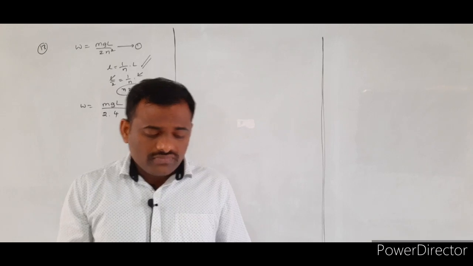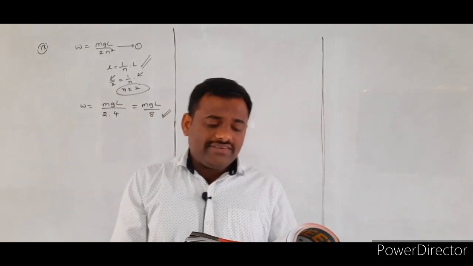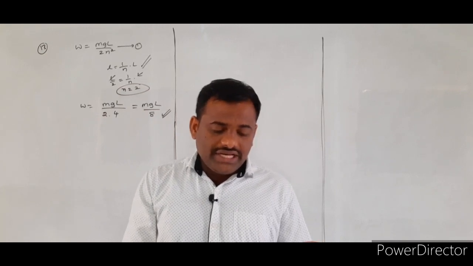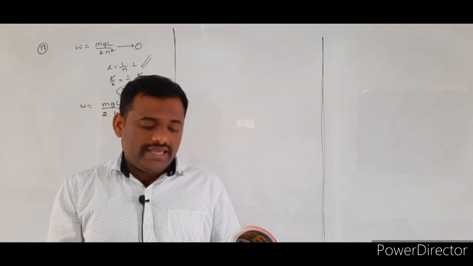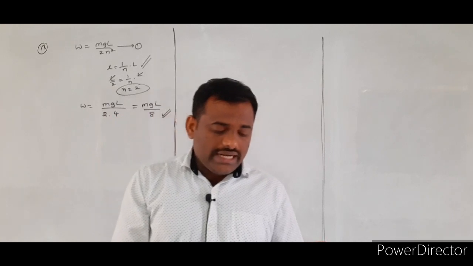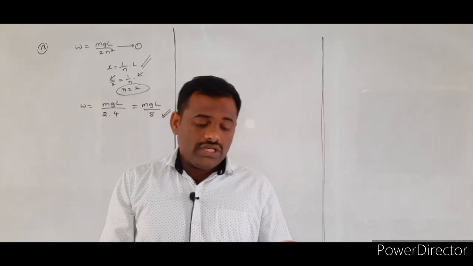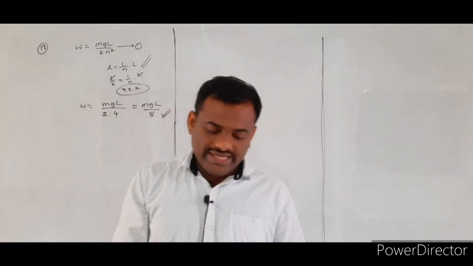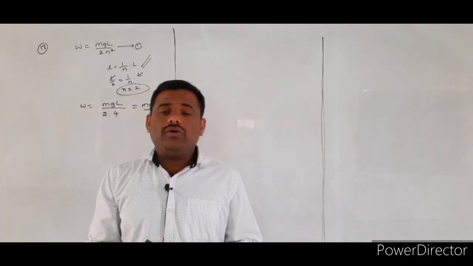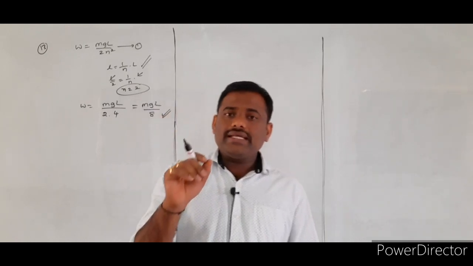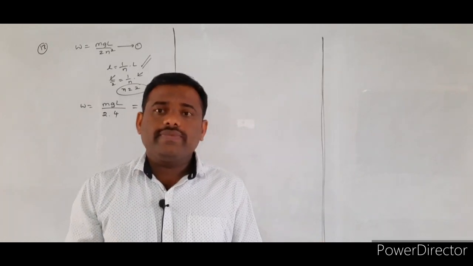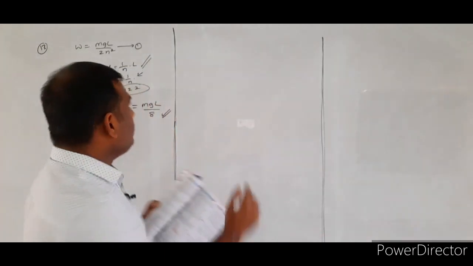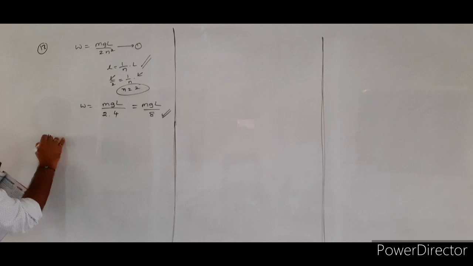Next one, the 14th problem. A particle of mass 1 kg is moving in a straight line, and its acceleration versus displacement graph is given as shown in the figure. Find the work done by the force from x = 0 to x = 10 meters. See the next problem, problem number 14.